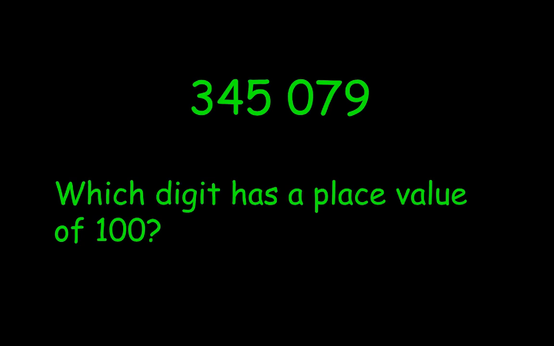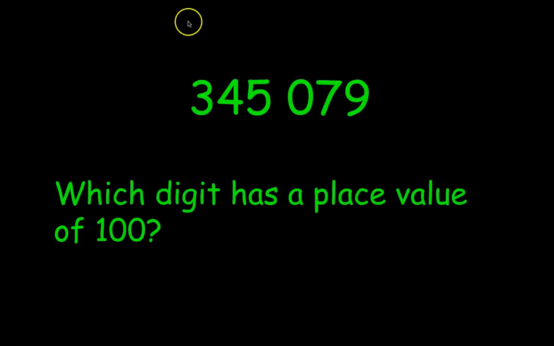345,079. Which digit has a place value of 100? Think about it, find it. Answer, the 0. There's the ones column, tens column, hundreds column. So which digit has the place value of 100? It's the 0.